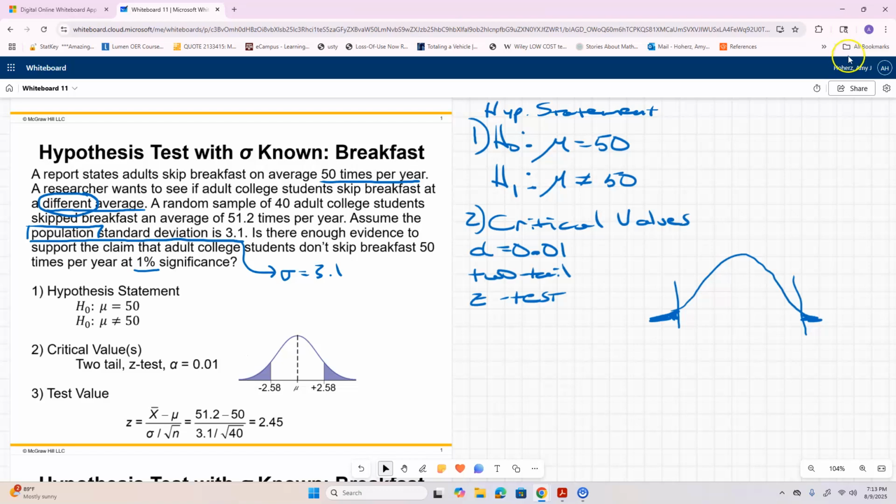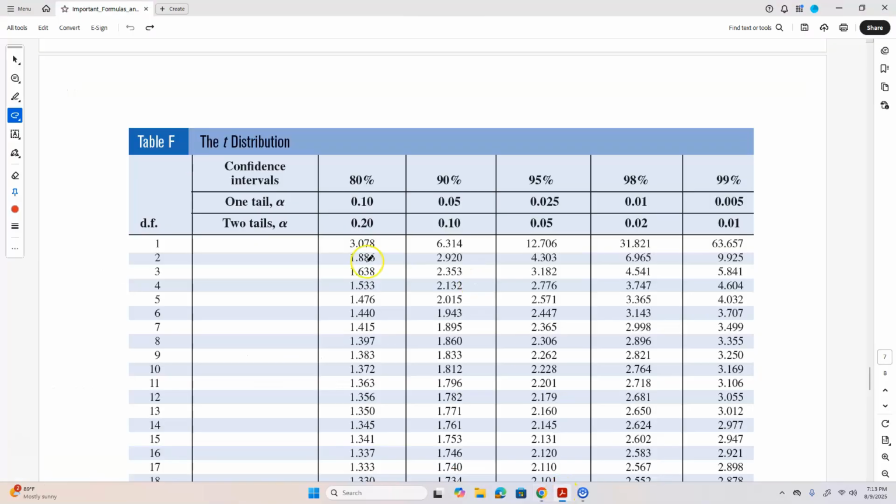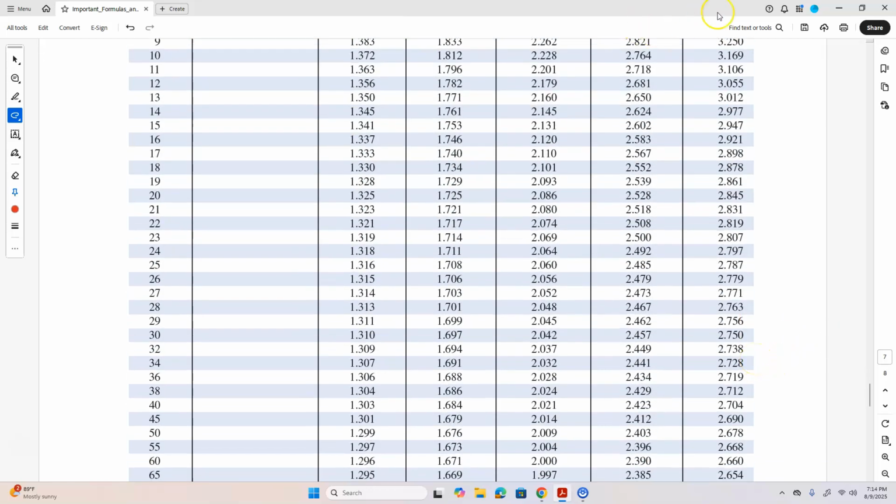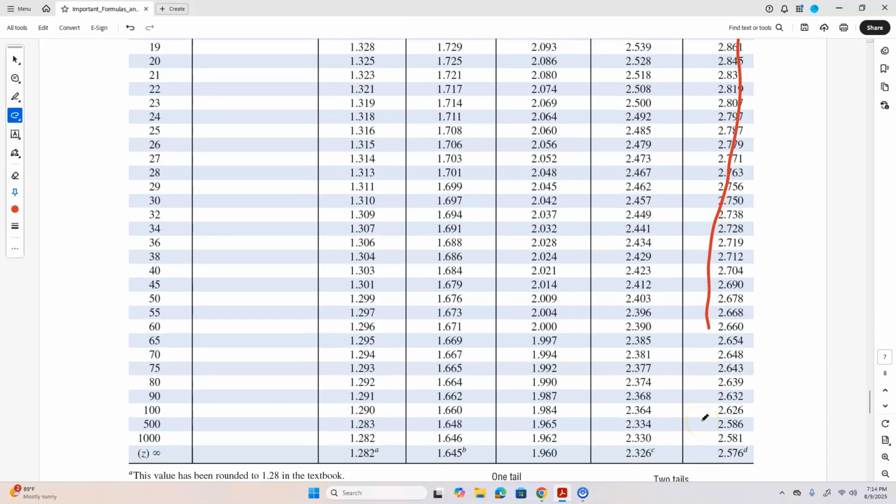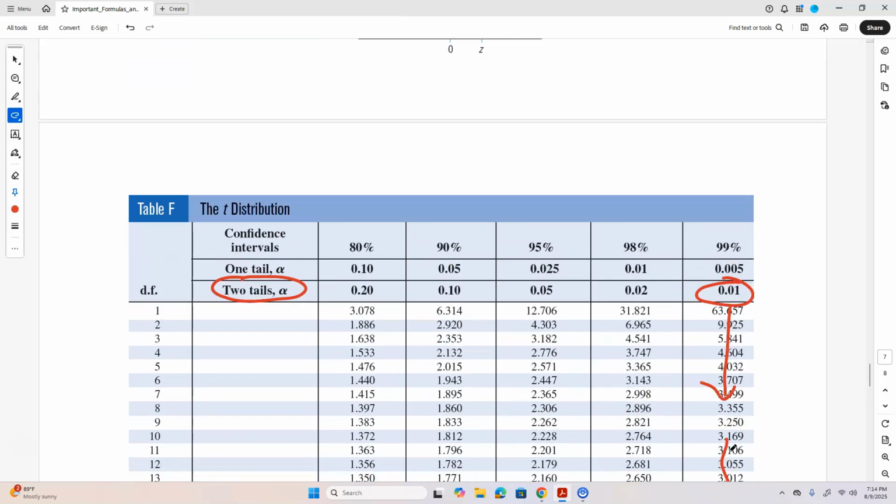Our sigma is 3.1, which means we can use a z-test. So we're going to go to our chart, alpha 0.01, two-tail z-test. Oh, that's the same value we got just a bit ago at the end of section 8.1. That's the 2.58. So we're going all the way down to the z-value, and that's 2.58 if we are at two tails, alpha 0.01.